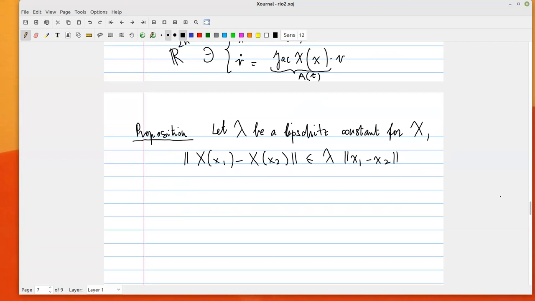the proposition tells us that the orbits cannot be separated more than an exponential quantity. Then we have the distance, so the flow at time t acting on x1 minus the flow at time t acting on x2, the distance between these two points, is smaller than exponential lambda t, where lambda is a Lipschitz constant, times the initial distance.